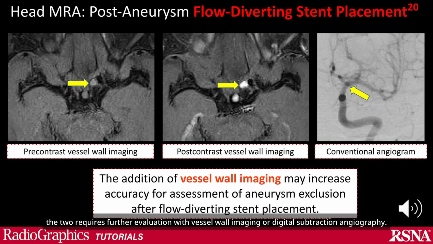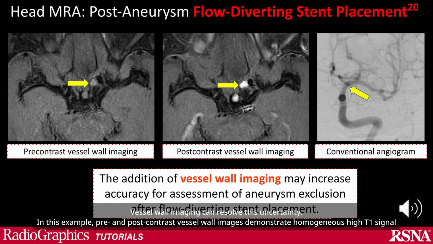The critical question is whether this represents persistent aneurysm flow or simply organized thrombus. Differentiating the two requires further evaluation with vessel wall imaging or digital subtraction angiography. Vessel wall imaging can resolve this uncertainty.